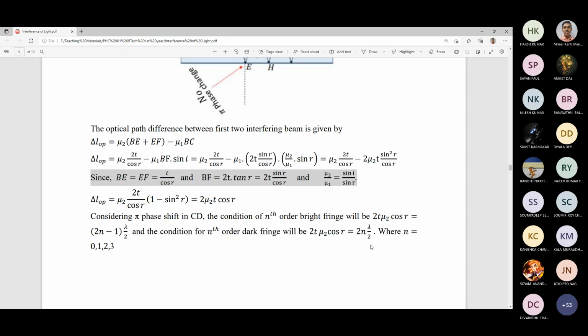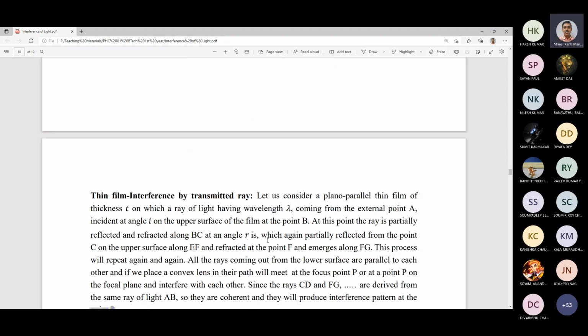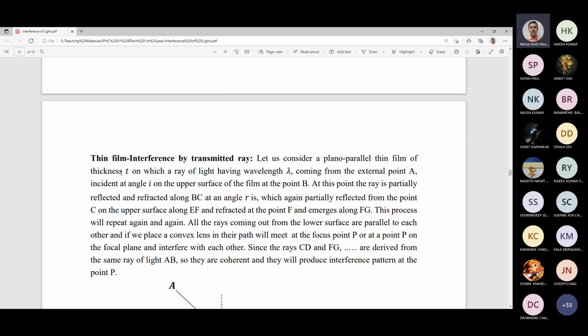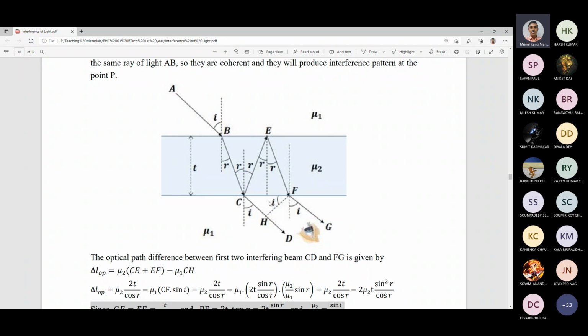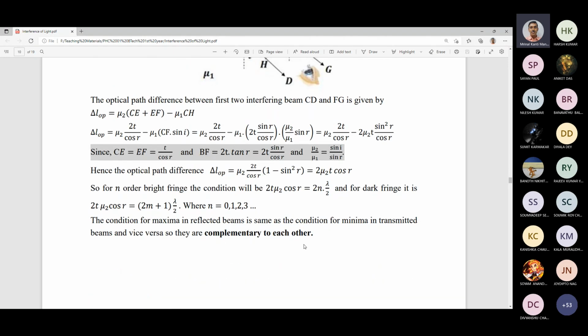Yes, sir. Okay, so we'll stop it here. Another thing we will mention is the transmitted beam. The same mathematical treatment we have to do for the transmitted beam. Up to this portion, up to C, it is the common part. Then you see one is reflected, transmitted here, another reflected, then again reflected, again transmitted. So if we unite these two transmitted beams, what will we get? We will get the same path difference, that is twice mu2 t cos r.